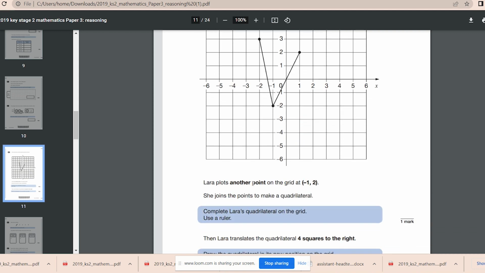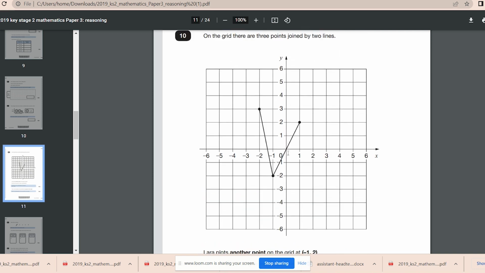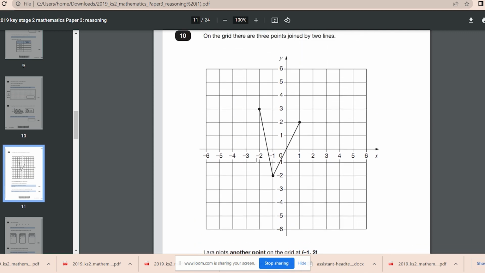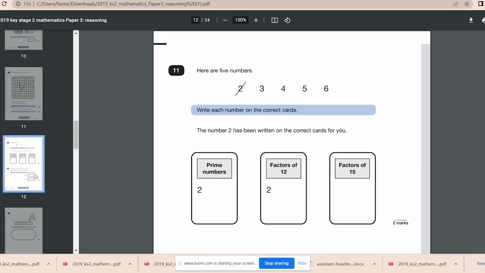But it says Lara plots another point in the grid at -1, 2, so the point will be here. And then you join the lines together to make a quadrilateral. Now, the confusing part for children about this question is that they will automatically think, well, that's not a quadrilateral. It looks more like a triangle. However, they need to know that a quadrilateral just means a four-sided shape. So even if it doesn't look like a square or rectangle, it can still be a quadrilateral.